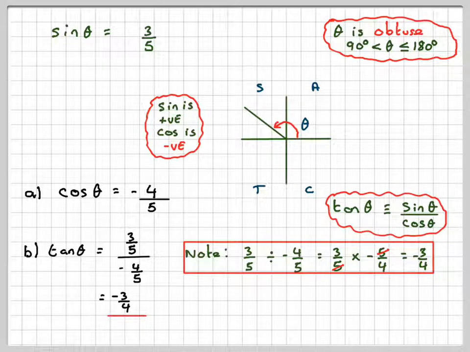So given cosec theta and the angle being obtuse, we have found cos theta and tan theta.